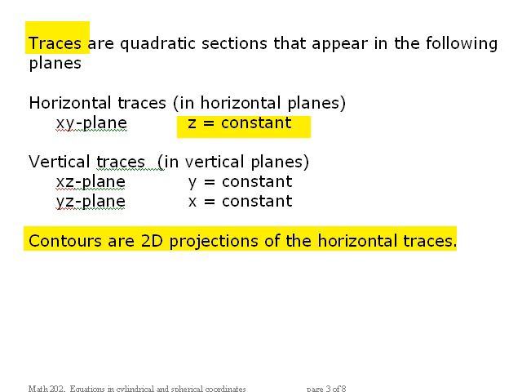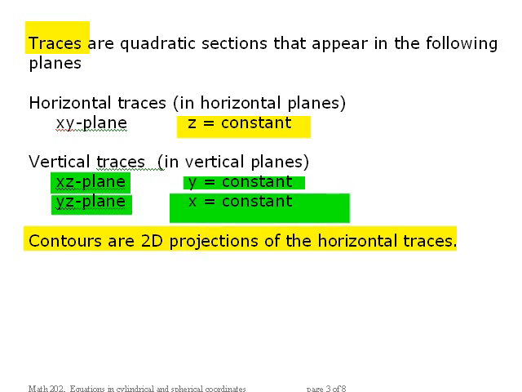For the vertical traces, you have two kinds of planes. Planes parallel to the xz plane: in those cases, y is a constant. And then you also have the planes parallel to the yz plane. In this case, x is a constant. So you see, whichever coordinate is left out of the plane, that one is a constant.